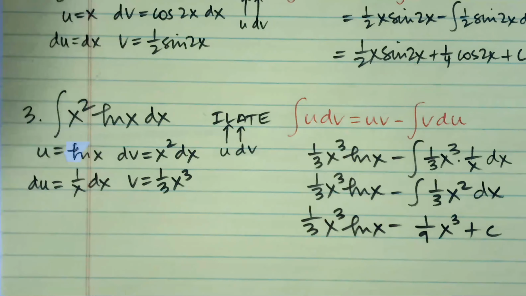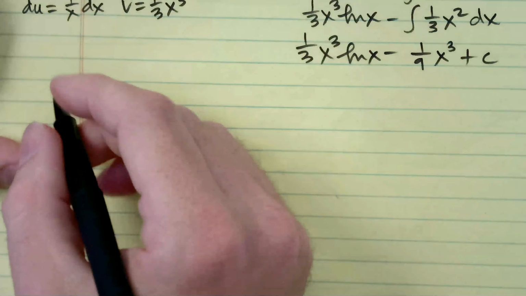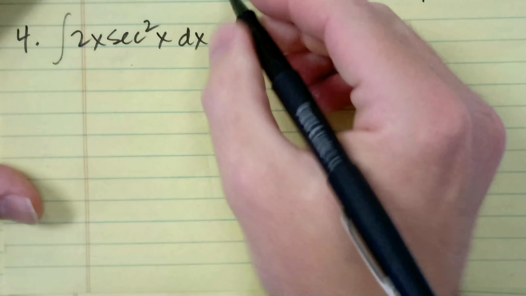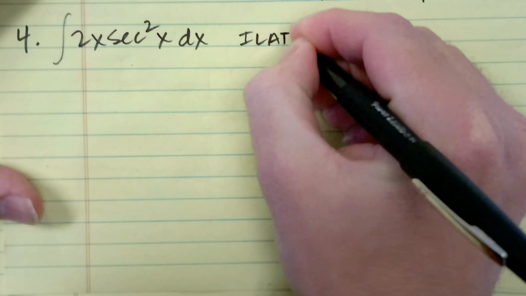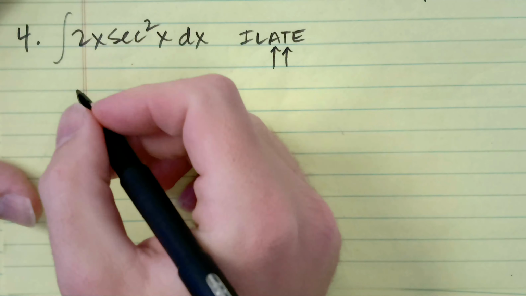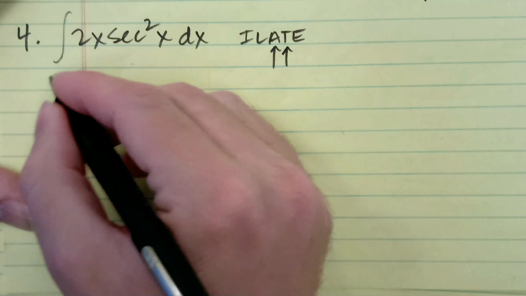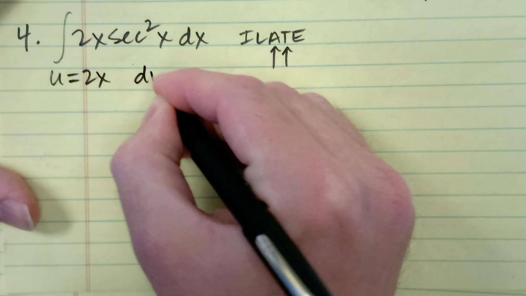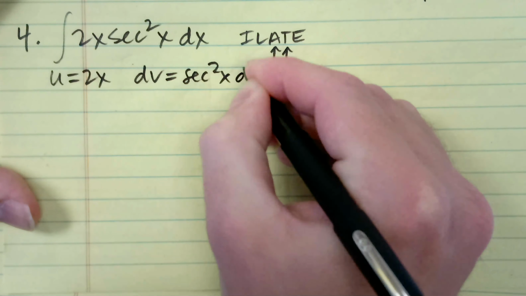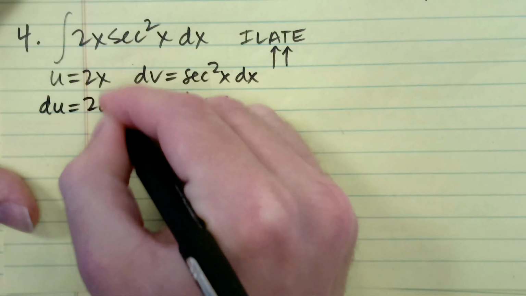Right, number 4 is 2x secant squared x. LIATE: 2x is algebraic, secant squared x is trigonometric. Also, I'd much rather take the antiderivative of secant squared x than the derivative of it, but that's a different discussion. So I'm going to let u equal 2x and dv equals secant squared x dx. That means v is tangent x and du is 2dx.